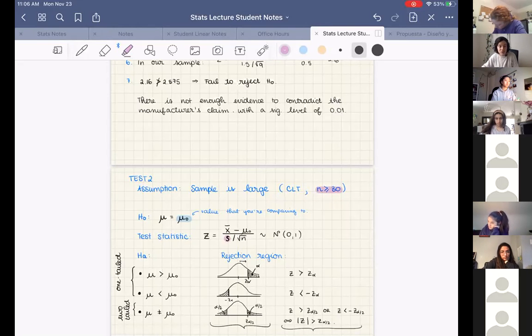And please, as soon as you're done writing, vote yes. Exactly, Kea. So if the sample is large, we are allowed to use the sample standard deviation in order to estimate the population standard deviation.